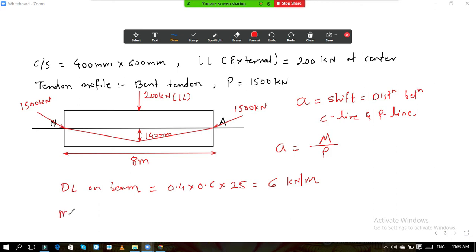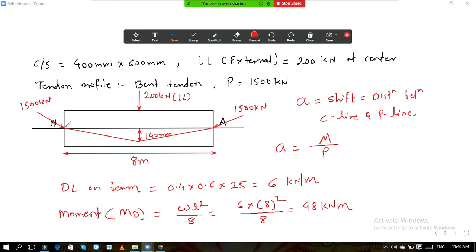Now moment due to dead load. I will write here directly MD. So what is the moment? It is UDL, so WL square by 8. So W is 6, L is 8, divided by 8. So what is the answer? Here it is 6 into 8 square divided by 8. It is 48 kilonewton meter.